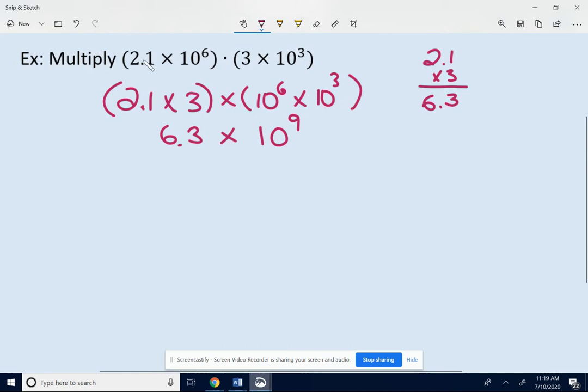Okay, so the shortcut: multiply the decimals together, and then multiply the powers together by adding the exponents up, and then you have the answer.